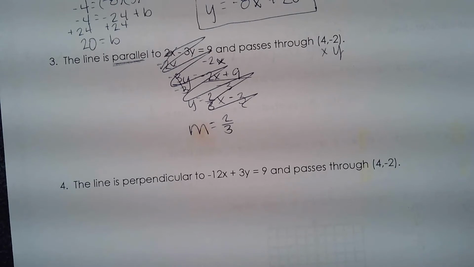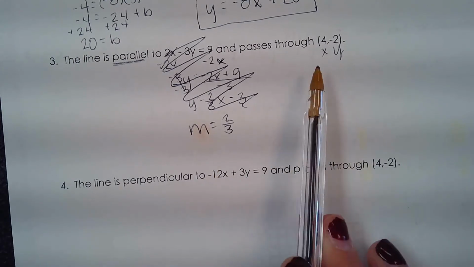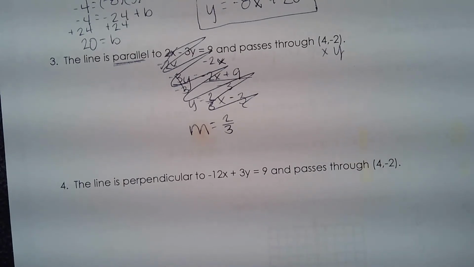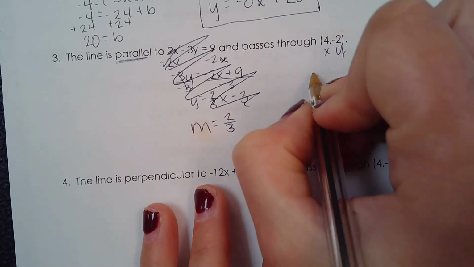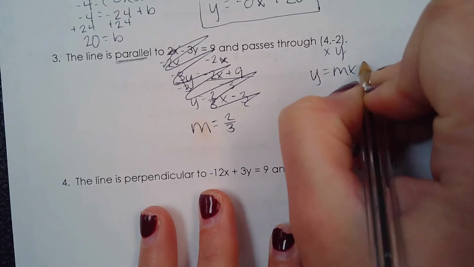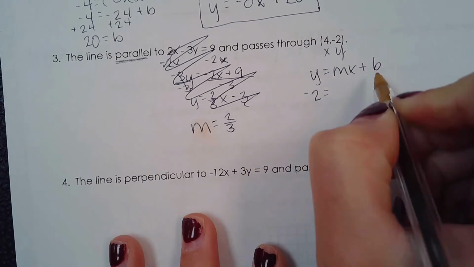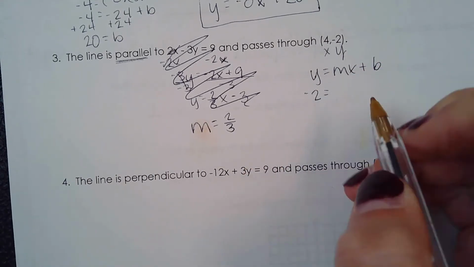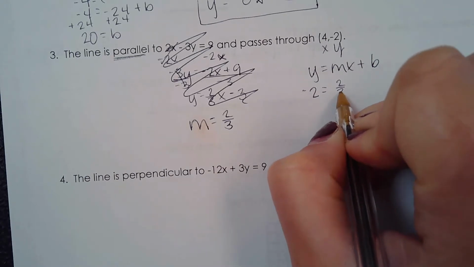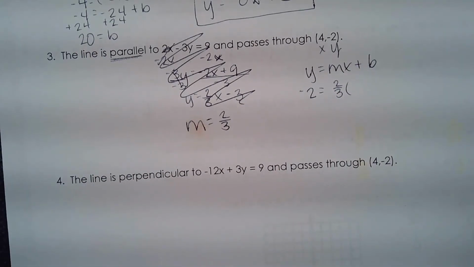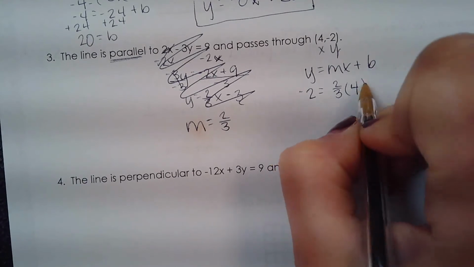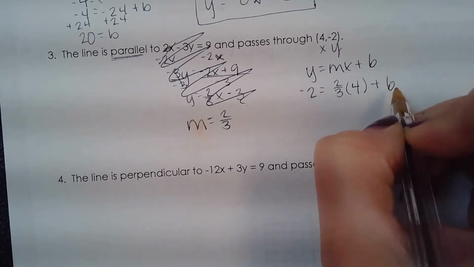So we've got a slope. What do you still need to write the equation of your line? The b, your y-intercept, right? So we've got an m. We've got x and y. So we got to plug all that stuff into y equals mx plus b. So instead of y, what can we put? Negative 2. In place of m, what can we put? Instead of x, what can we put? And then plus b, because that's what you're solving for, so we don't know what it is yet.